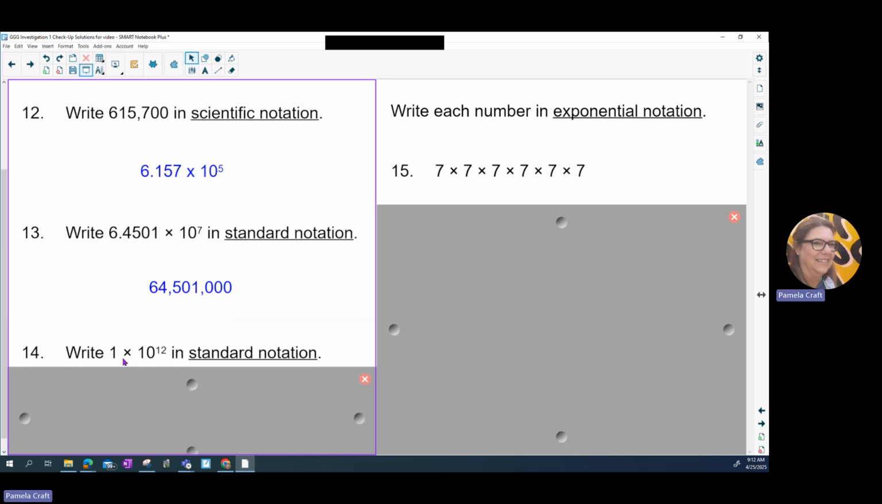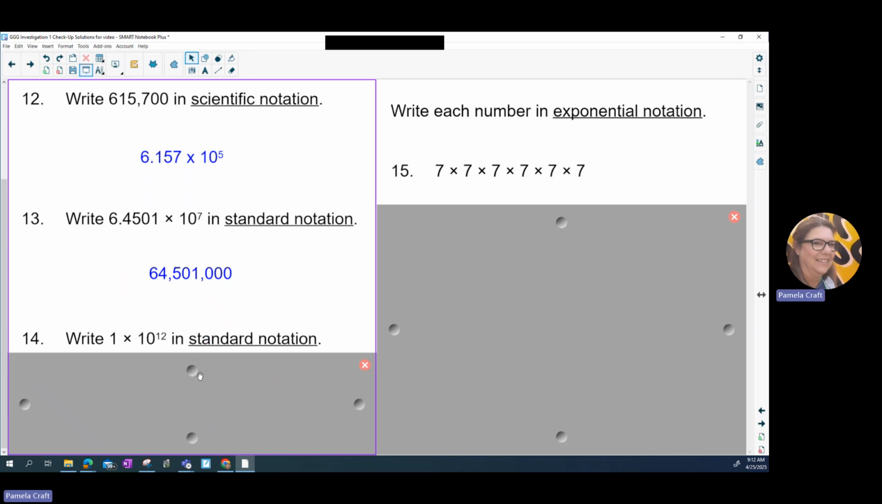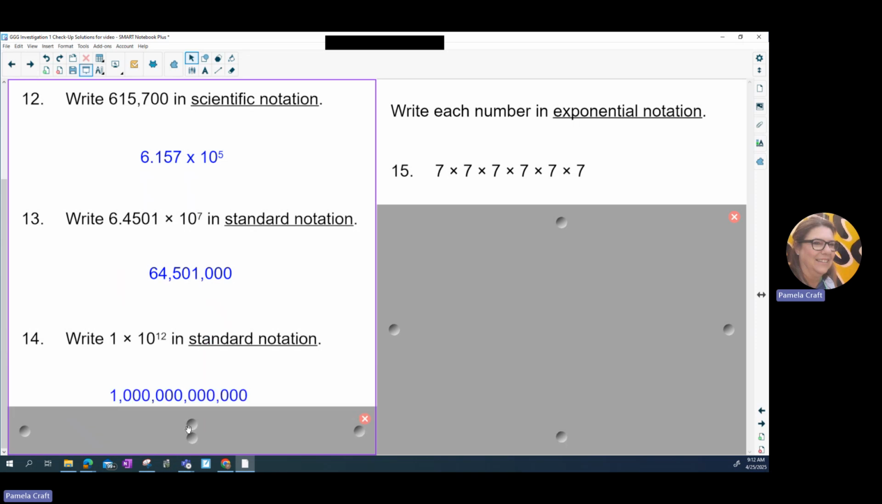And 14, 1 times 10 to the 12th. So your decimal is right here, you need to add all 12 zeros. And some people got a little confused in their counting. So I would definitely put in those commas. Every 3 spaces needs a comma. So we have 3, 6, 9, and 12 zeros.